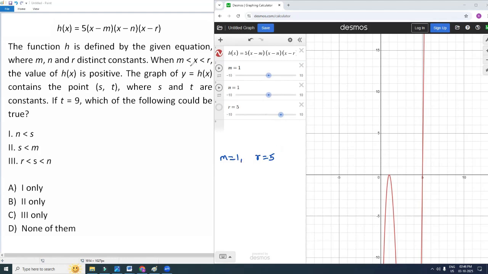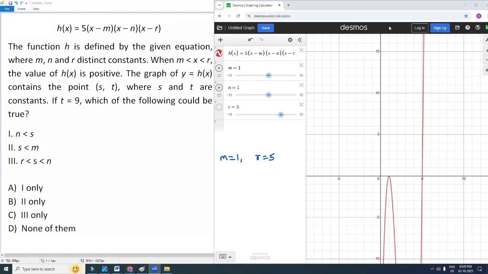When x takes a value between 1 and 5, h of x, that is y, is positive, that is the graph has to be above the x-axis. Let's go to the graph in Desmos and consider the values 1 and 5 on the x-axis. So 1 and 5 are the values of m and r respectively. Here when x takes a value between 1 and 5, we find the graph below the x-axis. So h of x is negative, but we want h of x to be positive when x takes a value between m and r.